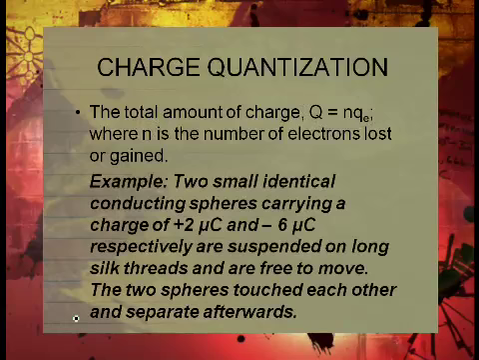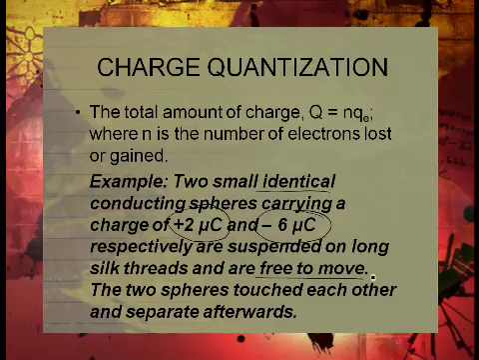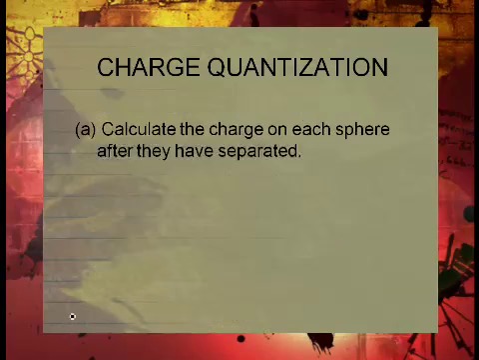Let's look at an example here. Two small identical conducting spheres carrying charges of plus 2 microcoulombs and minus 6 microcoulombs respectively are suspended on long silk threads and are free to move. The two spheres touch each other and separate afterwards. Calculate the charge on each sphere after they have separated.